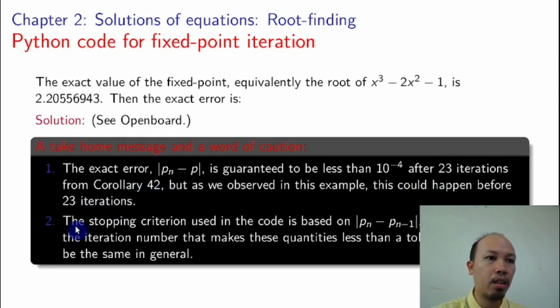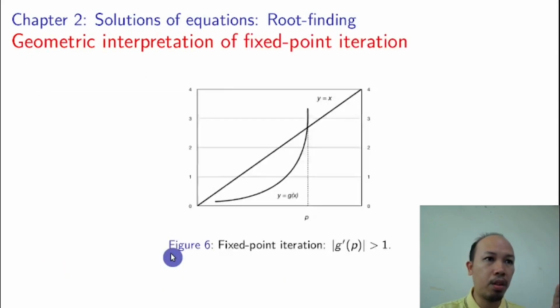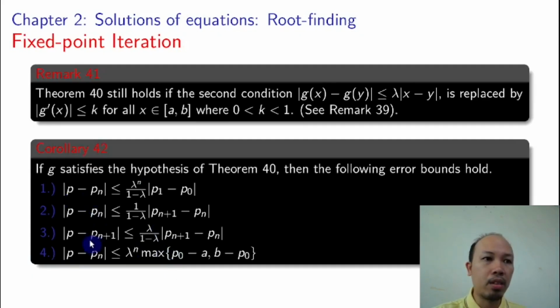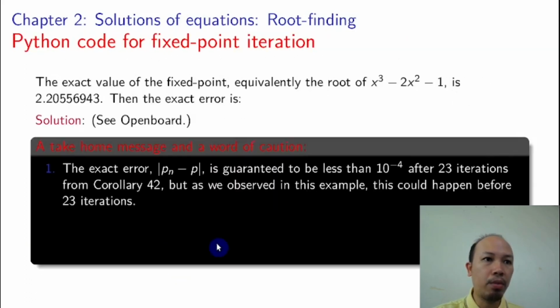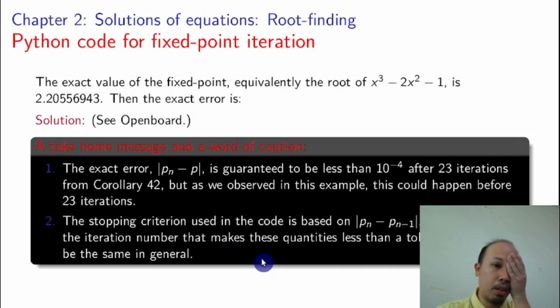Okay, and number 2, as a word of caution, the stopping criterion used in the code is based on this one, not this one. So the iteration number that makes these quantities less than a tolerance epsilon will not be the same in general. Notice in corollary 42 there are 4 bounds, and we use this one here. Maybe if you use number 1, number 2, number 3, it will be different. So be careful in stating your conclusion.